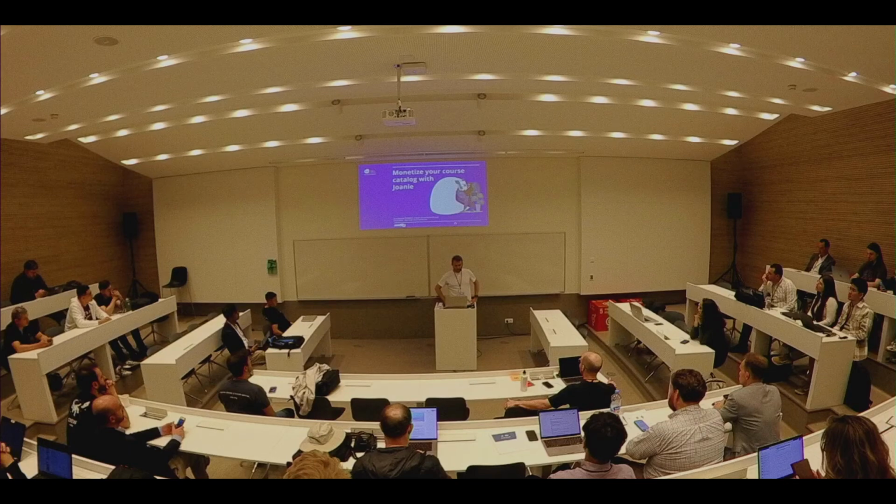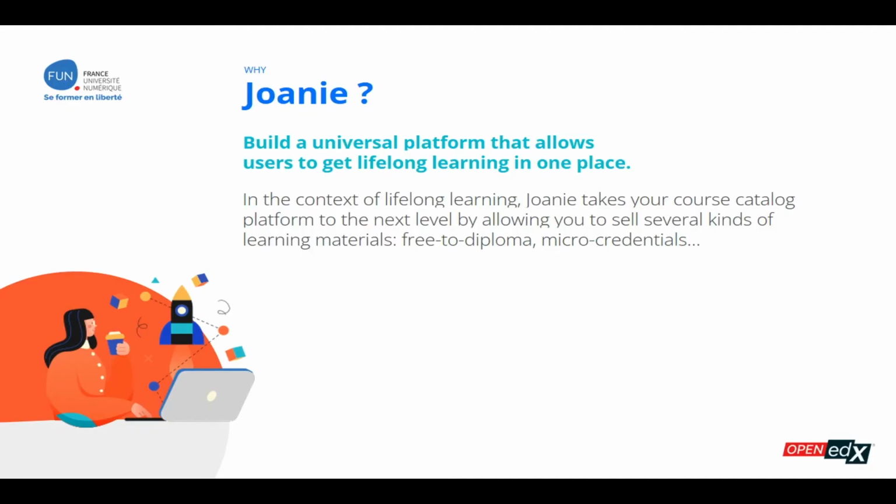So right now, what is Joanie? Joanie has been created with the idea to power up a course catalog by adding e-commerce features, focused on lifelong learning by allowing to administrate and sell several kinds of training. At FUN, our goal is to create a universal platform where students will be able to gather all their training courses and certificates throughout their life.